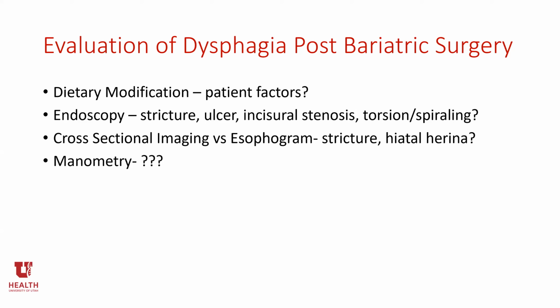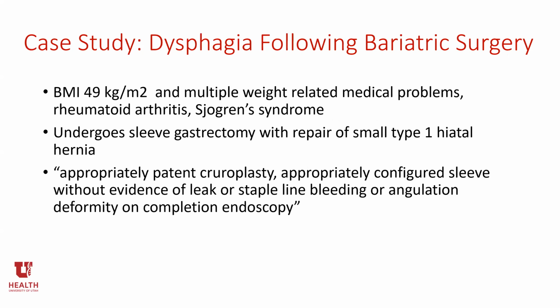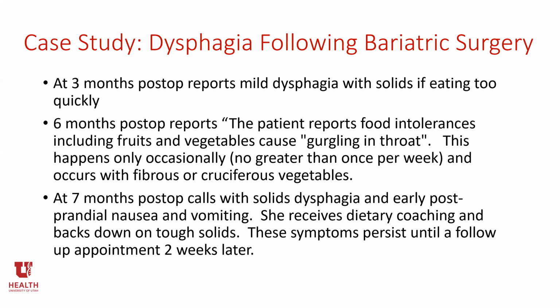Manometry can sometimes be helpful, though, in the evaluation of a complicated patient. And so to illustrate this, I was going to present a patient of mine who was somebody I was taking care of in my first year of practice. So this is a patient with a BMI of 49 and multiple weight-related medical problems. In addition, she had rheumatoid arthritis and Sjogren's syndrome, and she underwent a sleeve gastrectomy with repair of a small type 1 hiatal hernia. Post-operatively, looking back at my op note, I dictated that she had an appropriately patent choreoplasty, appropriately configured sleeve without evidence of leak or staple line bleeding or angulation deformity on completion of her endoscopy.